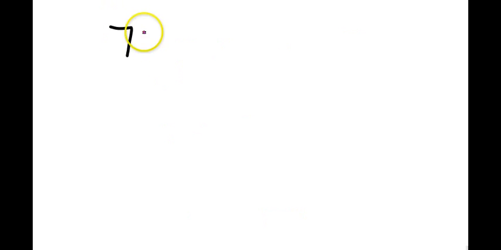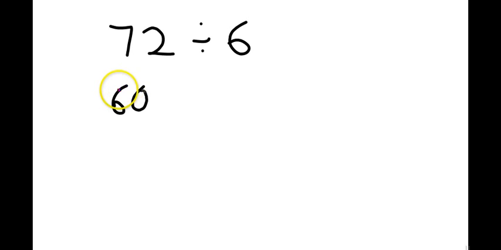What if I say 72 divided by 6? Mentally, without using pen and paper, what will you do? Okay, I know my multiples of 6 very well. I can think of 60 plus 12. Because I know 60 is very easy to divide by 6, because it's in tens. You have 10, 20, 30, 40, 50, 60.